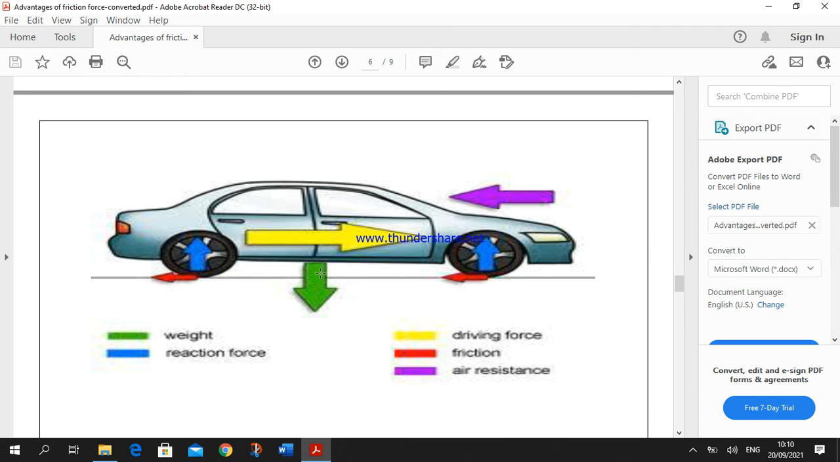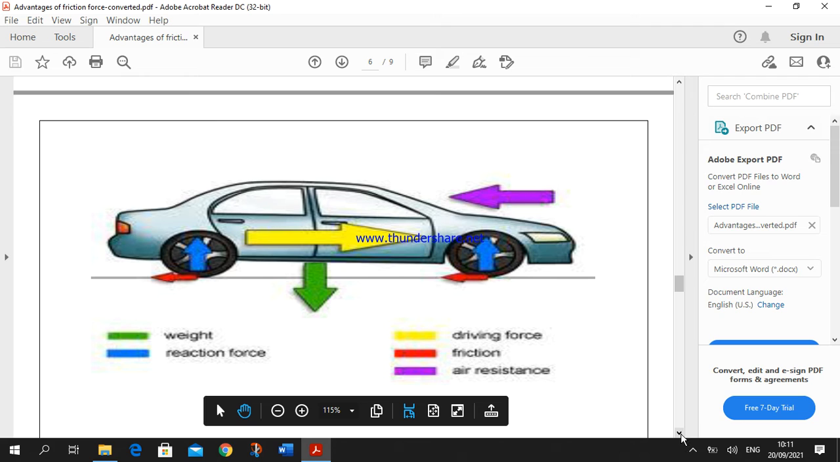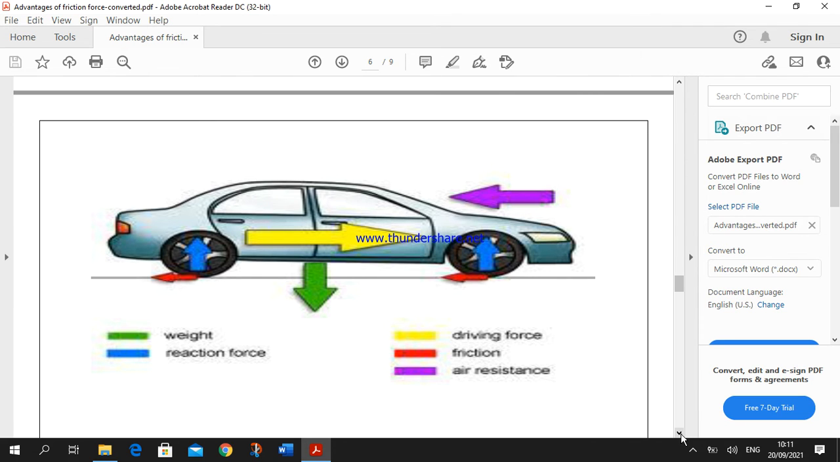And we also have a green arrow. The green arrow refers to the gravitational force, or the weight of the car, that attracts the car to the center of the earth, and against the weight we have the reaction force. Reaction force acts against gravity. So the blue arrow refers to the reaction force that works in the opposite direction of gravity and keeps the car moving on the road.